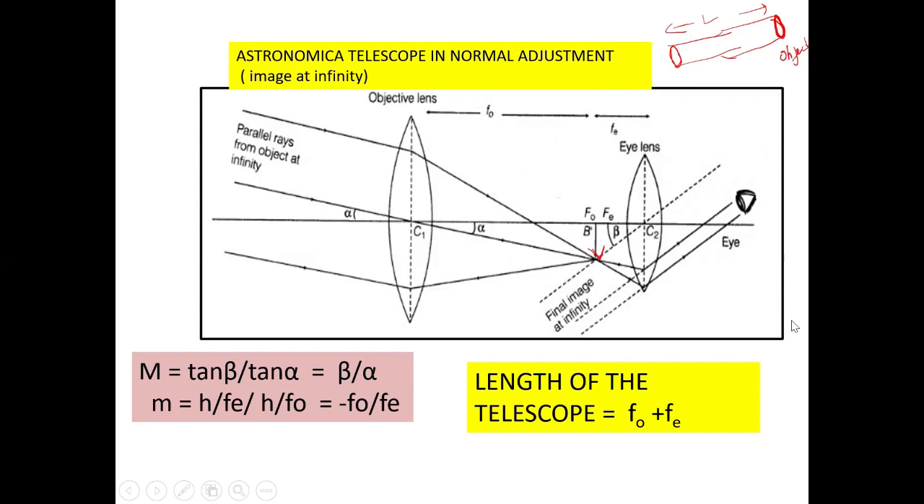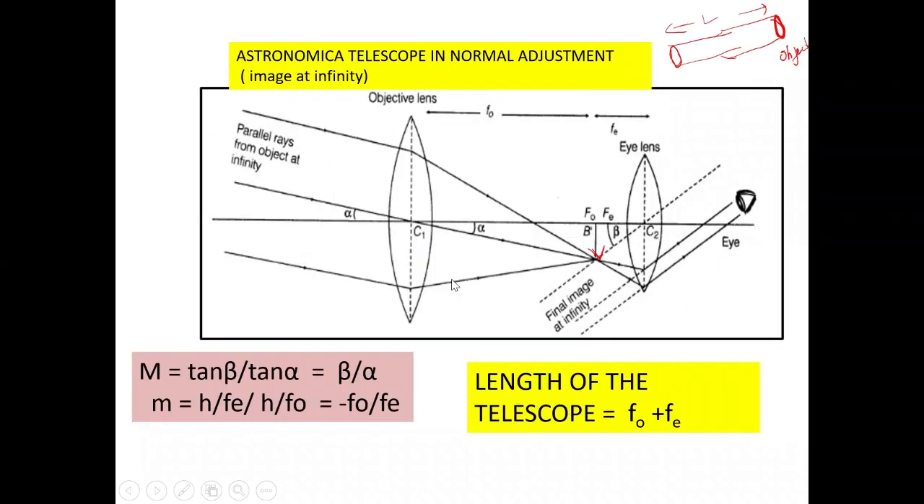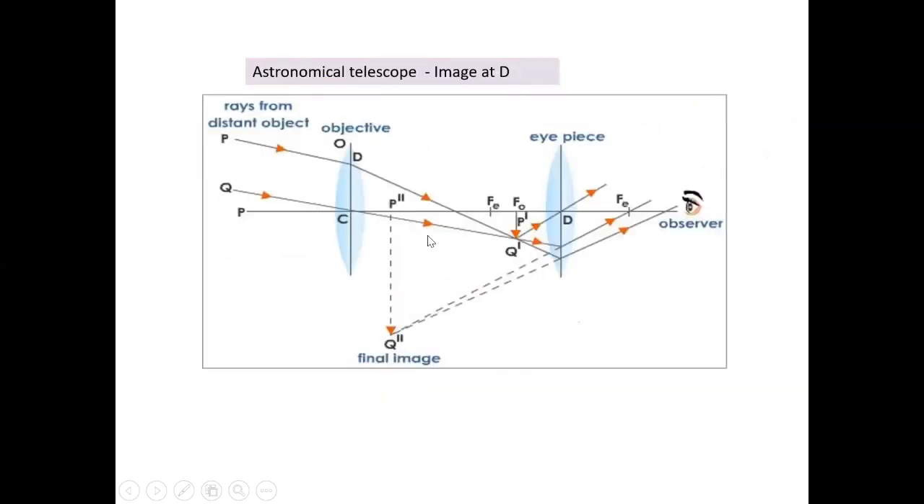So this is a different position. What is the difference between this diagram and the previous diagram? The image is formed at least distance D here. Yeah, image is formed at D here.